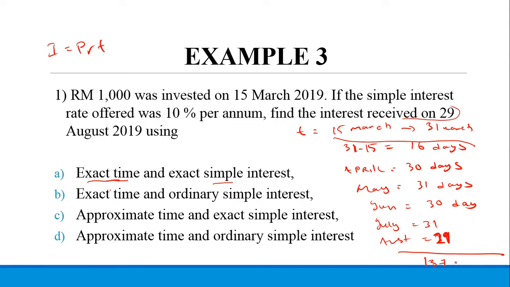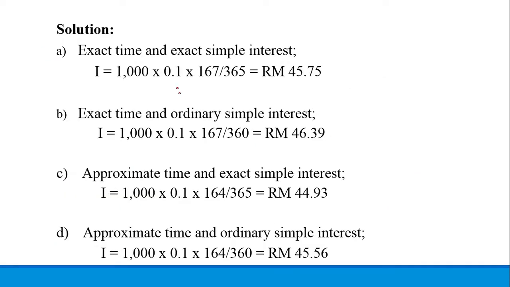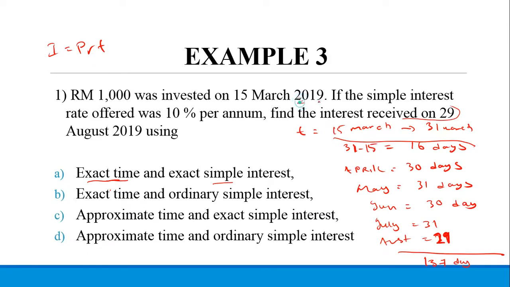Using the calendar, you calculate from 15 March until 29 August, you get 137 days. To find the simple interest, exact time and exact simple interest, PR is 0.1 times 137 divided by 365, and that is 365 because you know that 2019 is not a leap year. 2019 divided by 4: if you get an exact answer with no decimal point, then it is a leap year. If it has a decimal, then it is not a leap year.